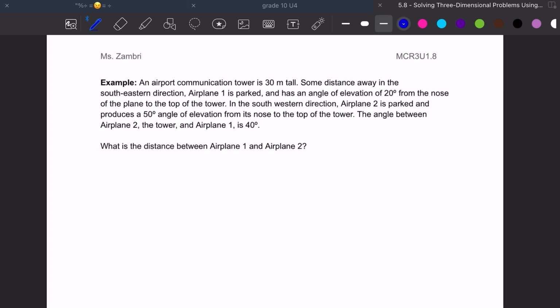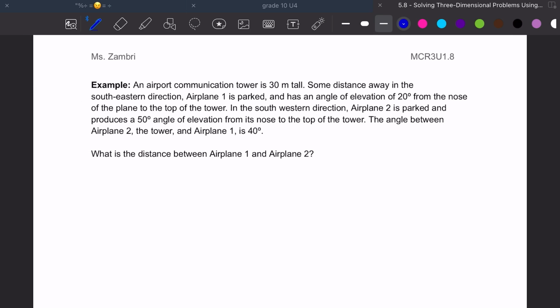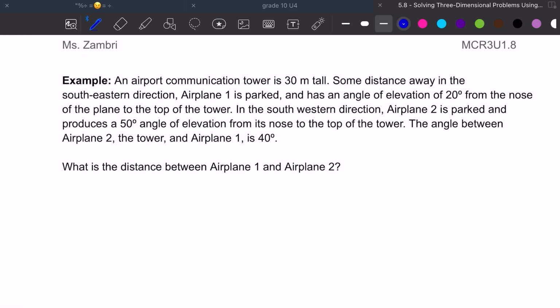So with this one, I give you the description, but you need to draw the diagram. It's always going to model that same 3 triangle diagram, right? So that's what we can kind of think of. But this is talking about an airport tower, and it's saying the airport tower is 30 meters tall. Some distance away in the southeastern direction, airplane 1 is parked and has an angle of elevation of 20 degrees from the nose to the top of the plane.